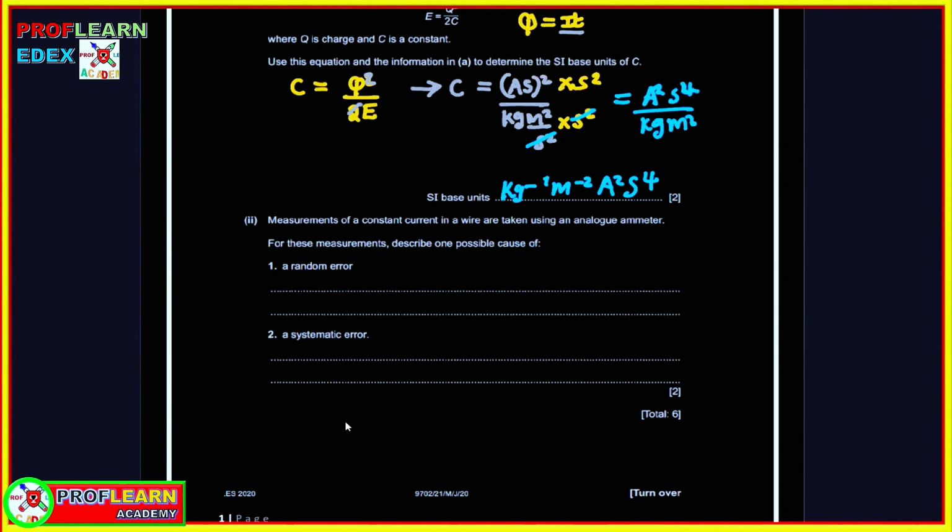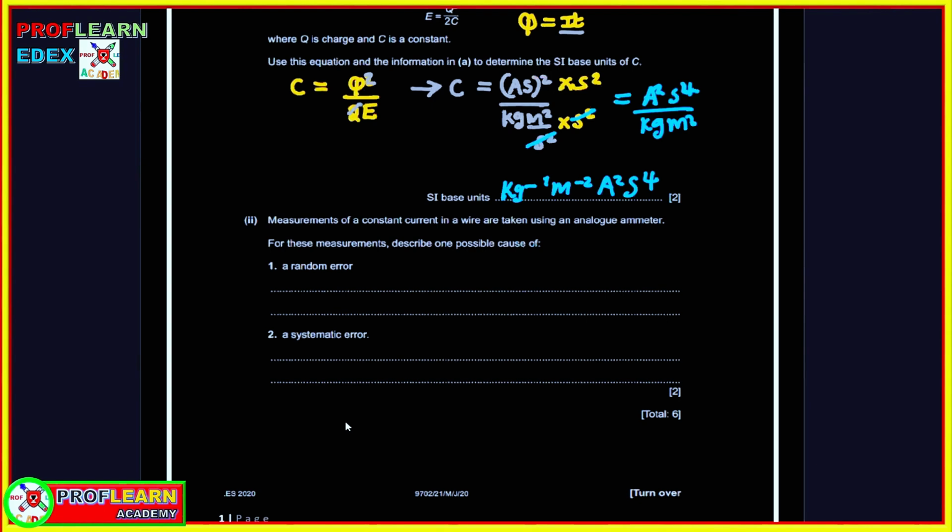Next question is a question to do with random error and systematic error. When you do an experiment, there are sources of errors. You are not accurate. The measurements that you take are susceptible to uncertainties. Some errors may arise. Now we have two types of errors, which are random error and systematic error.